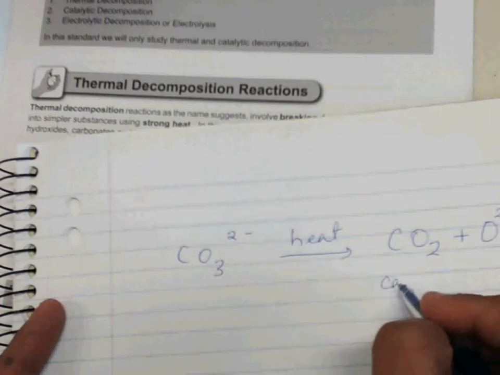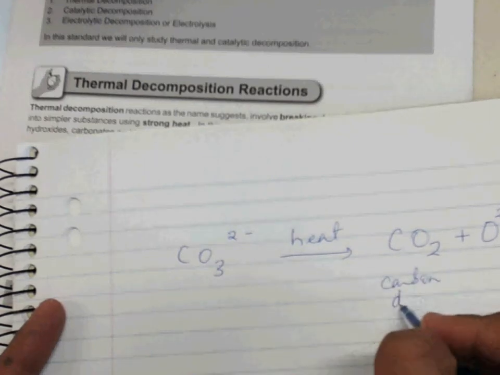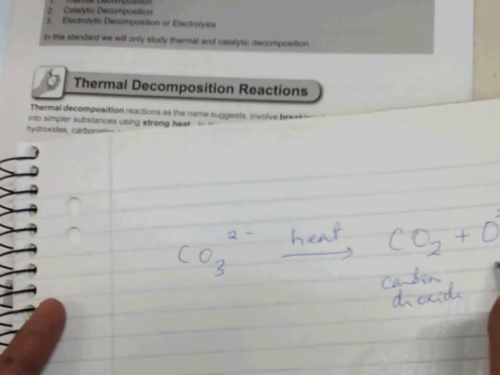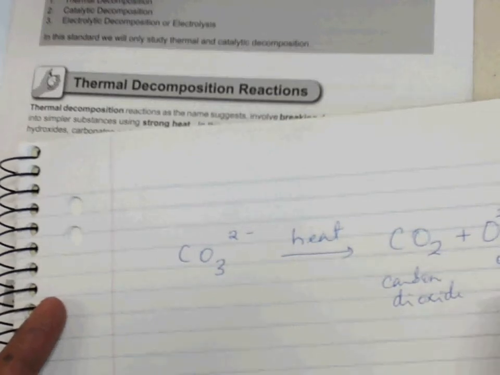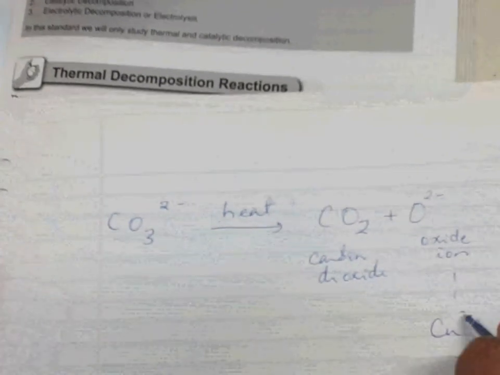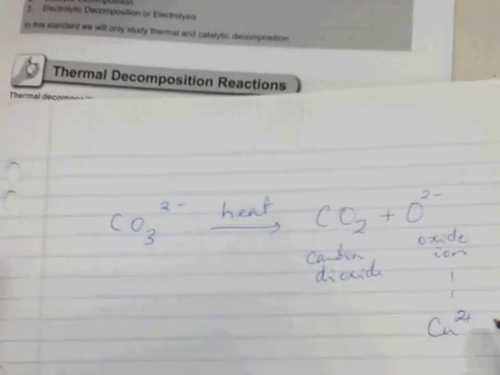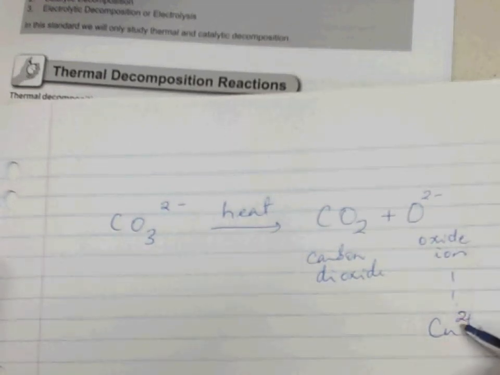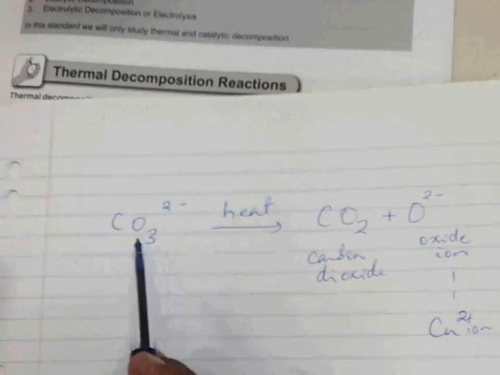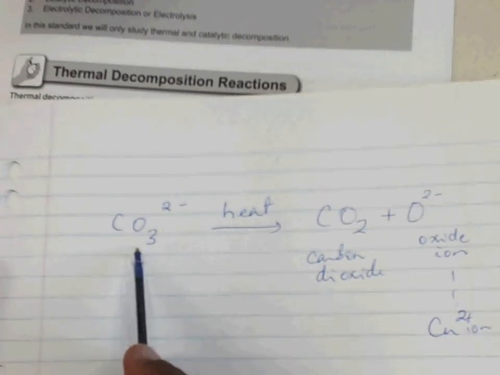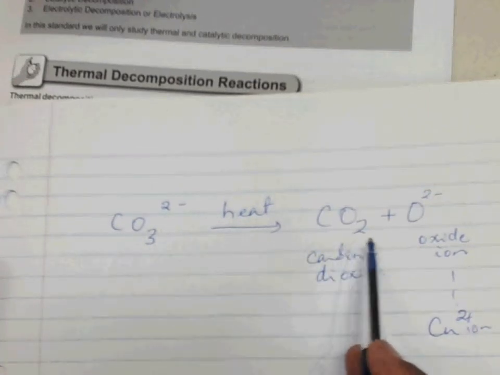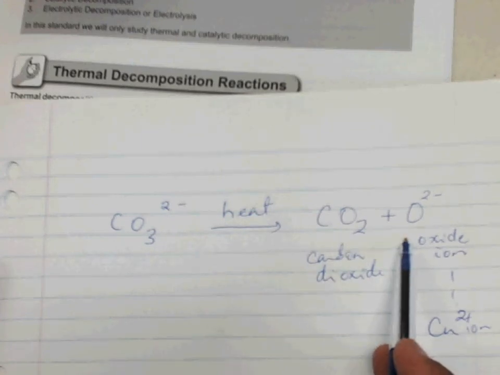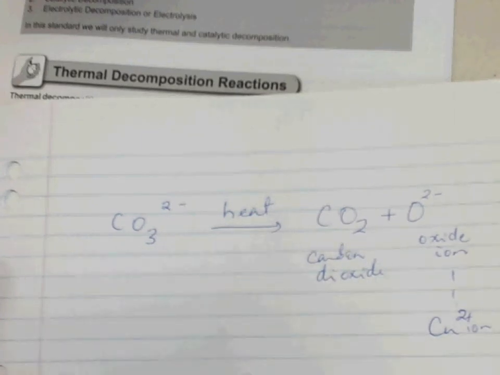So this is our carbon dioxide, and this is the oxide ion, which then gets attracted by the copper ion. So you have the copper ion, which is a positive ion, and these two ions attract each other and they form copper oxide. But carbonate ion on its own, actually on heating, forms carbon dioxide and the oxide ion. So that's the answer to that question, question 3.